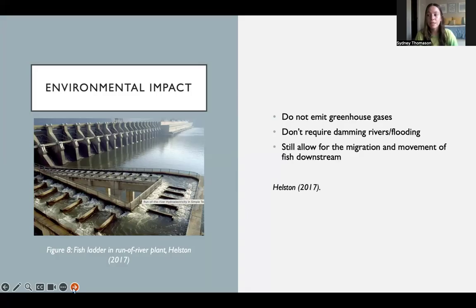Unlike dams, run-of-river plants can still allow for the migration and movement of fish downstream in the river. When proper screening and/or fish passes are in place at these plants, that keeps the fish from being accidentally drawn down to the penstock and into the turbine. But with the implementation of screening and passes such as fish ladders, fish can still migrate and move within the river itself. And so in this picture here, this is actually a fish ladder in a run-of-river plant. So this is how the fish can keep migrating and moving downstream.